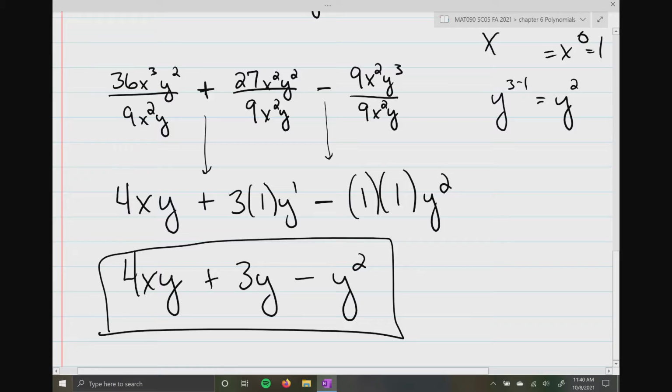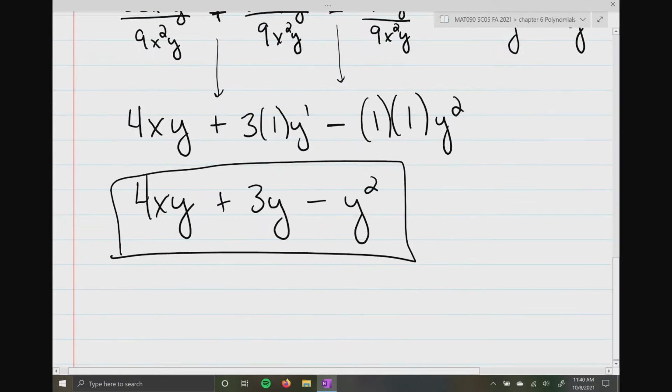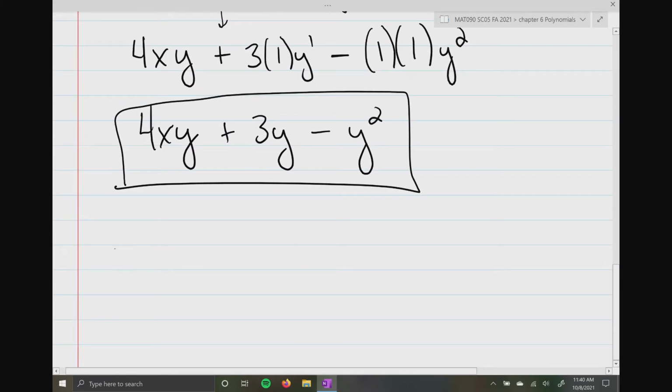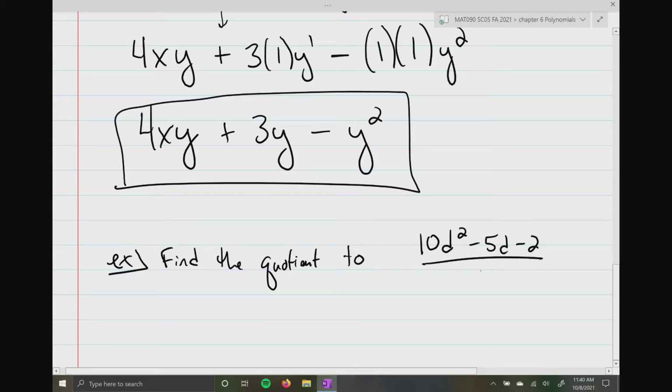All right? Let's do one more like this. So find the quotient of 10d to the second minus 5d minus 2, all over 5d.